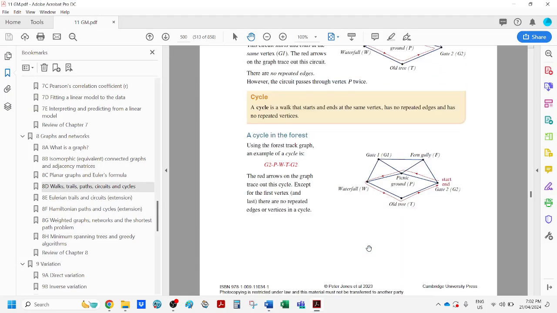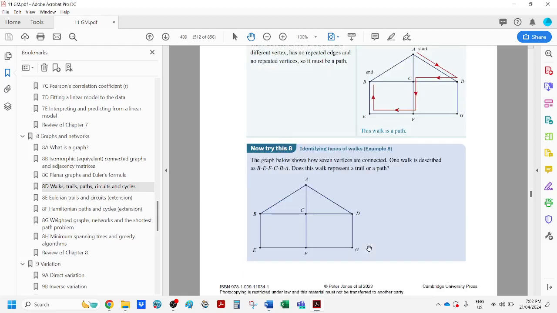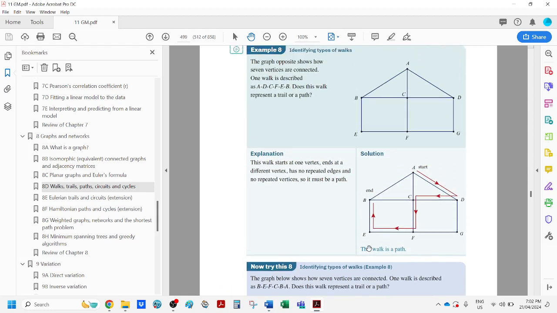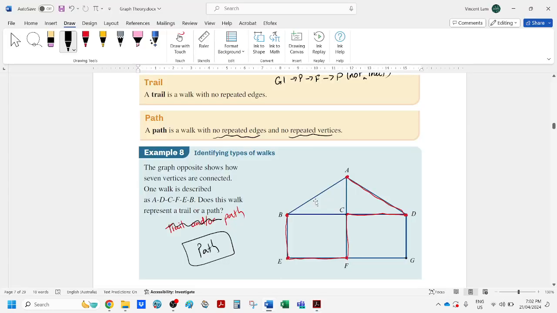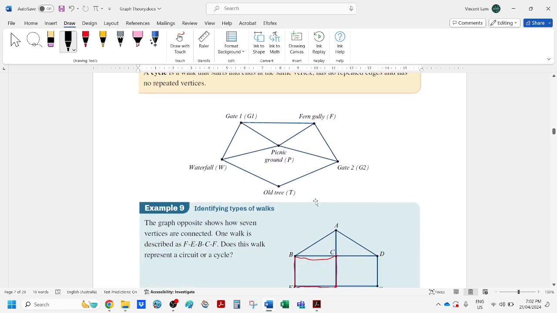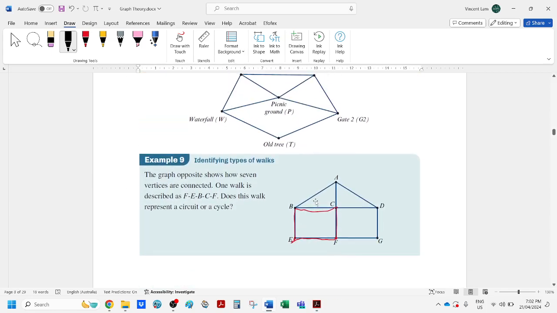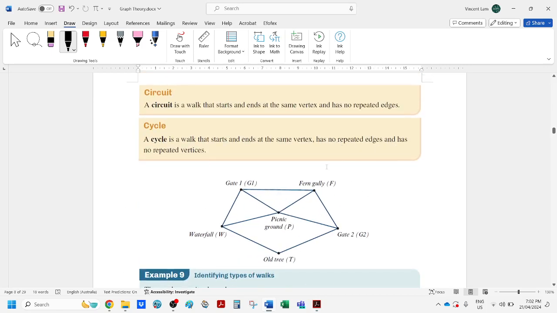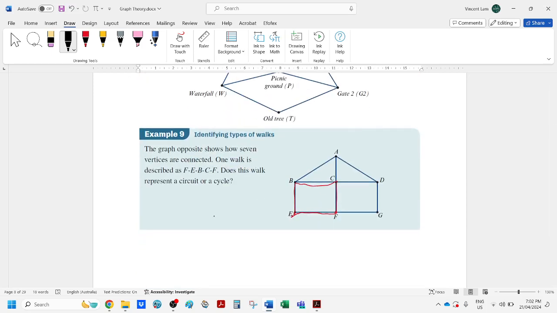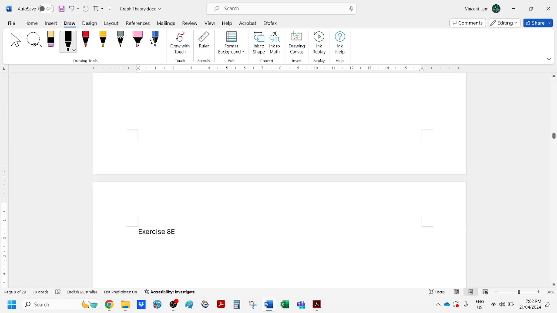Just to clarify that, and it's always good to be corrected. There you go. Work example 8. This walk is a path because of no repeated edges and no repeated vertices. So I'm sorry for that. Which also means that this one might be wrong here. What was this? This F to E to B to C to F. So this one has no repeated edges and no repeated vertices except for the start. So this one here is a cycle. So please fix that, and I do apologize for those mistakes.